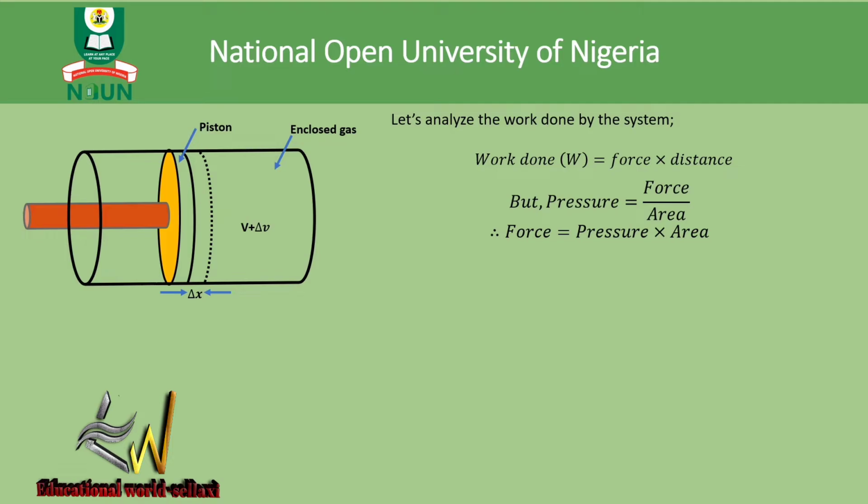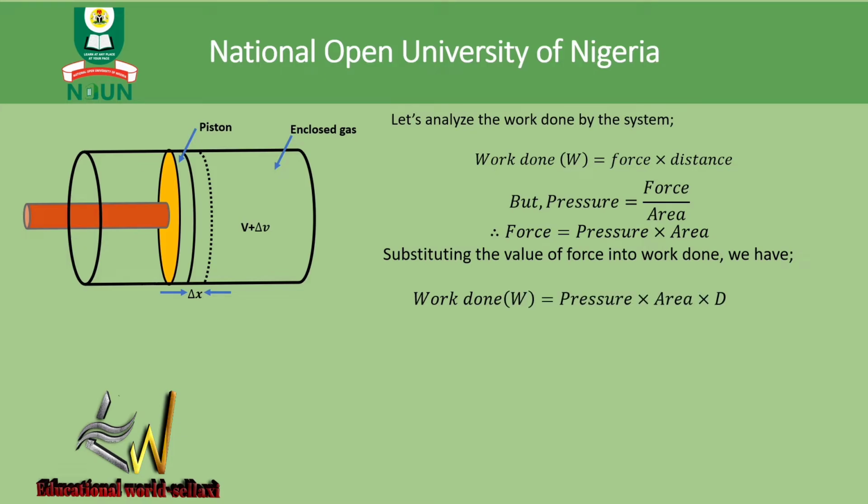So we are going to substitute this force into the initial work formula. When we substitute that force is equal to pressure times area into the work formula, we will have that work done is equal to pressure times area times distance. Now, there is an interesting thing to know that area times distance is equal to volume. Area in this case is the base area of this cylinder, or the base area of the piston, as indicated. Whereas the distance covered here is the height, that is delta S.